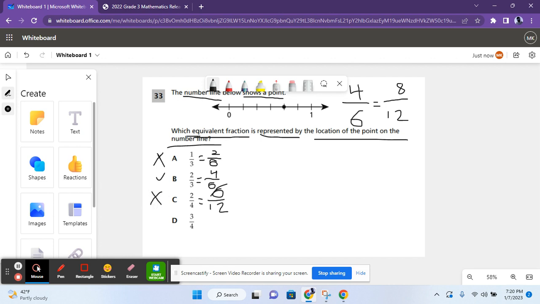For D, it says 3/4. And you can multiply 3/4 numerator and denominator by 3 to get a denominator of 12. 4 times 3 is 12. 3 times 3 is 9. So this is not correct because 9/12 and 8/12 are not the same thing. So that means B is the correct answer for question 33.